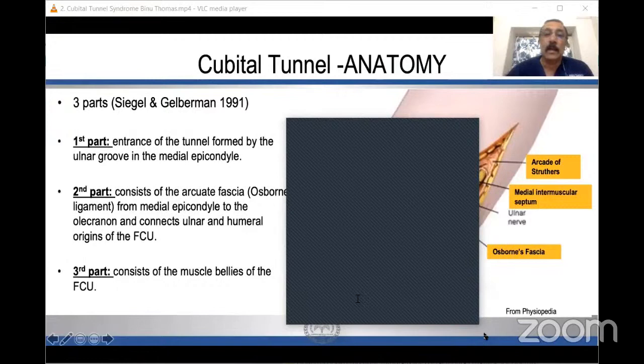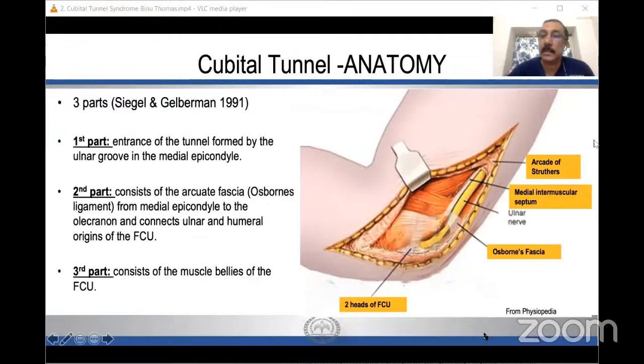The anatomy of the cubital tunnel, the description varies from author to author. I will discuss what Gelberman has written. He said the cubital tunnel retinaculum covers the ulnar nerve and can be divided into three parts. The first part is the entrance of the tunnel found by the ulnar groove behind the medial epicondyle. And the second part consists of the arcuate fascia, also called the Osborn's ligament, from the medial epicondyle to the olecranon. And this connects the ulnar and humeral origins of the flexor carpi ulnaris.